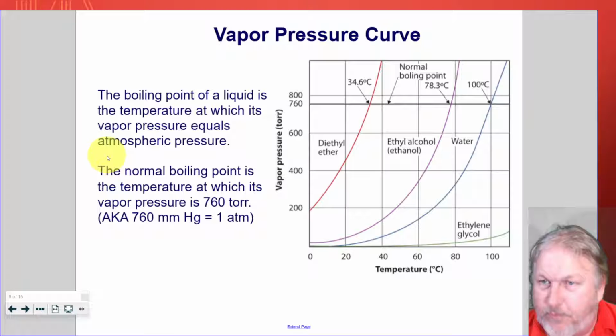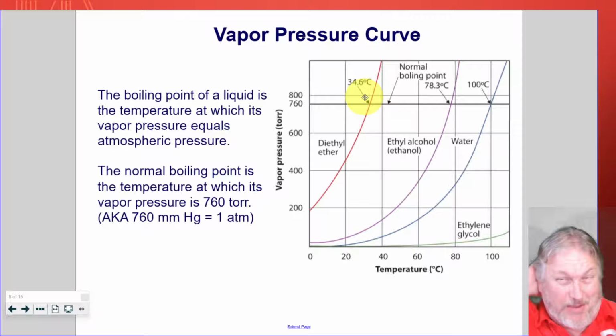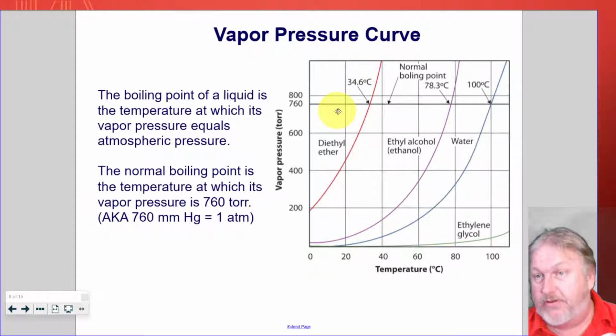So, the boiling point is when the vapor pressure equals the atmospheric pressure. All right. The normal boiling point is the temperature at which the vapor pressure equals normal atmospheric pressure, which is around 760 millimeters of mercury, or 760 torr. So that means the boiling point of diethyl ether is 34.6, and so on.